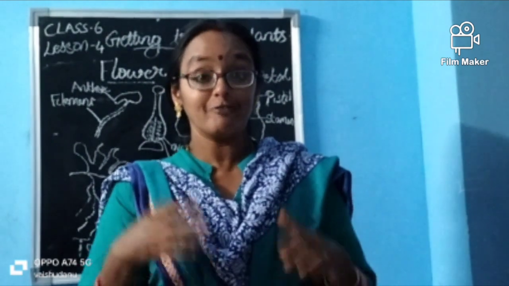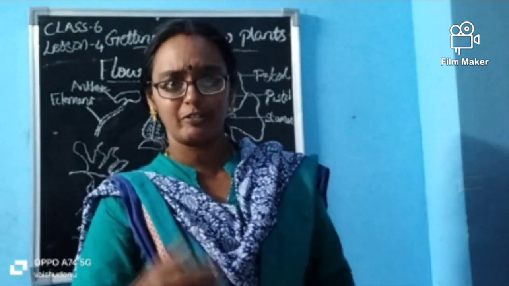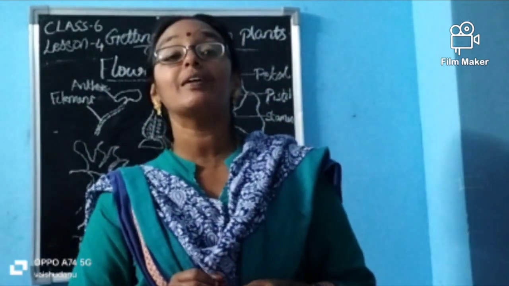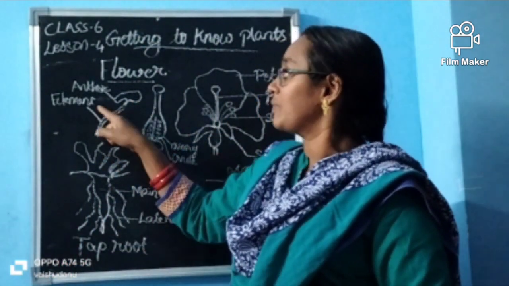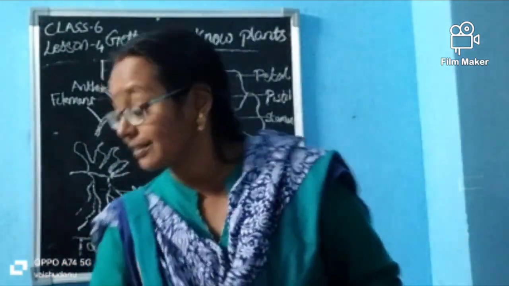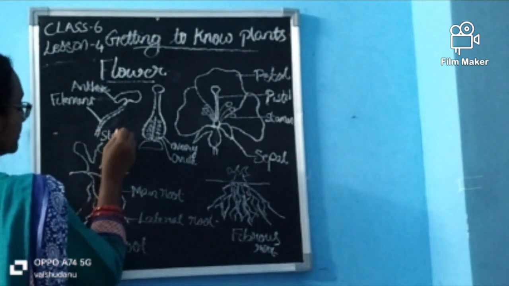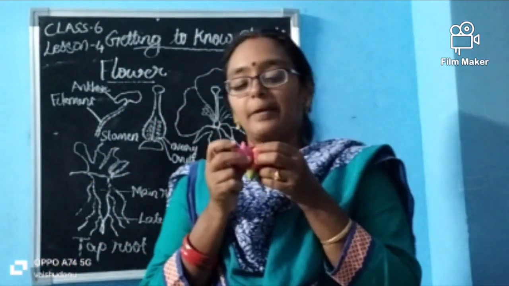Are you wondering on seeing it? No, we have learned it already, ma'am. Why should we wonder? Actually, in the flower there is a main part called the stamen, which consists of filament as well as anther. We are saying the main part of the flower is the stamen.